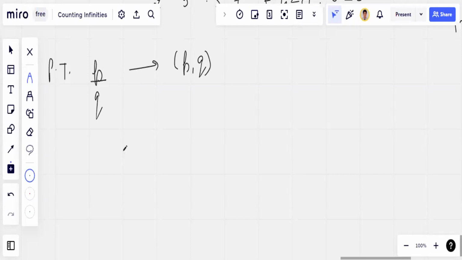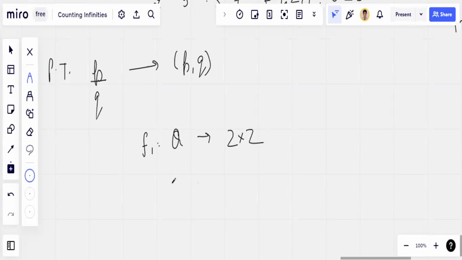Okay. So we'll state it more formally. Consider a map F1 from Q to Z cross Z such that F1 of P by Q is P comma Q. And then you have a map F2 from Z cross Z to N, which we just showed above, because Z cross Z is countable.